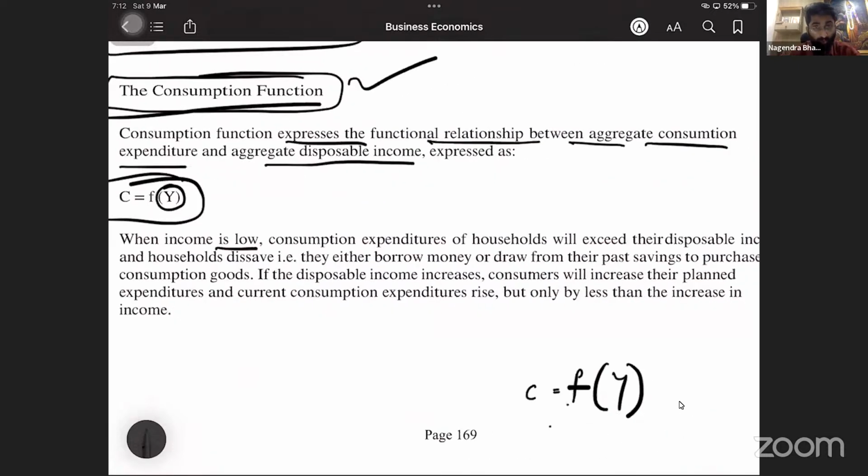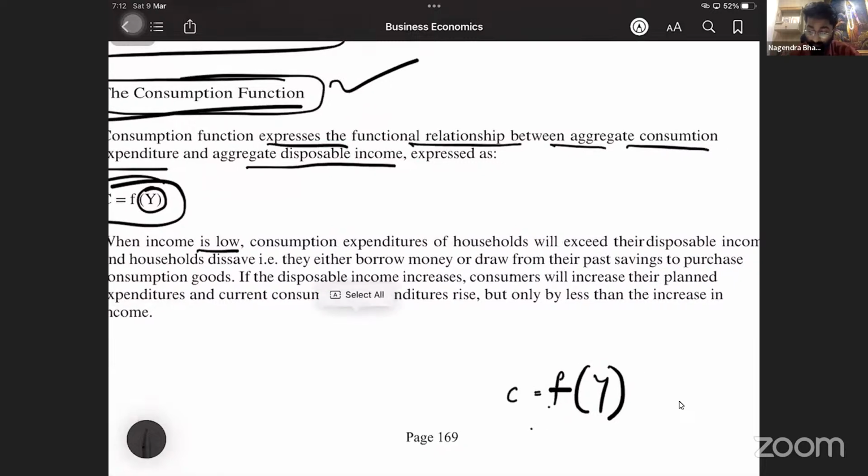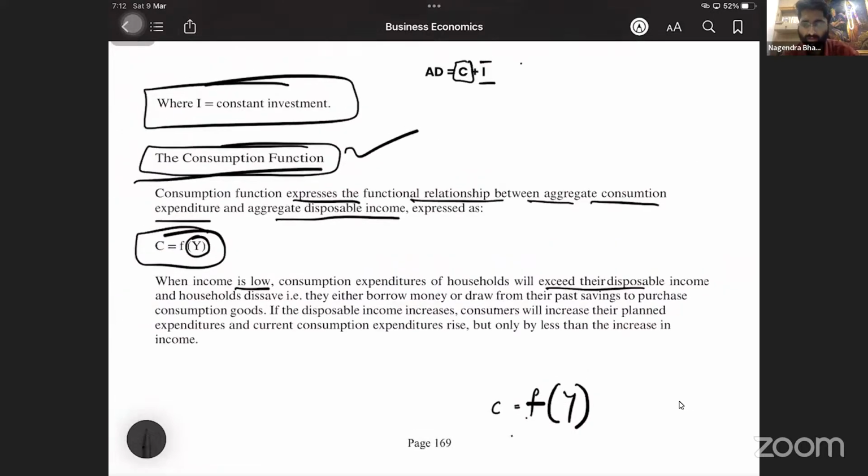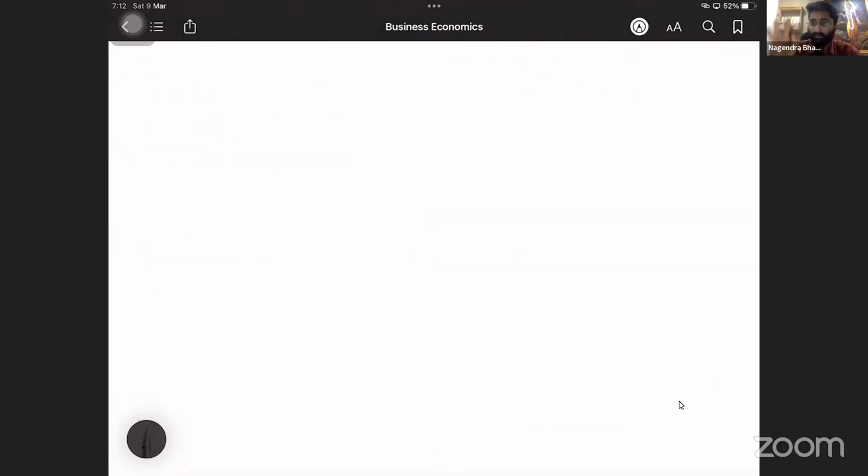When income is low, consumption expenditure of households will exceed their disposable income, and households dissave. In a sense, they either borrow money or draw from their past savings to purchase consumption goods. How, sir? If income is very less, consumption expenditure of the household will exceed their disposable income. I'll tell you. Listen. Very important one.